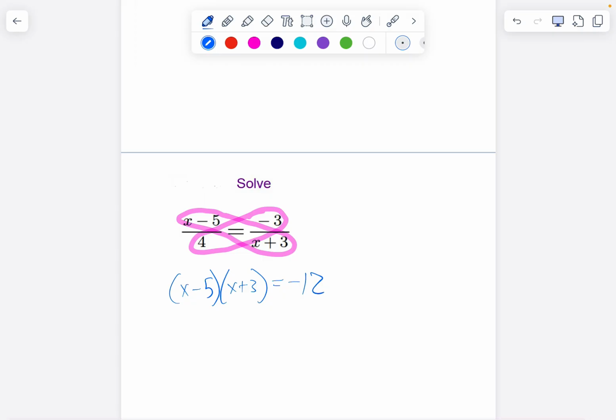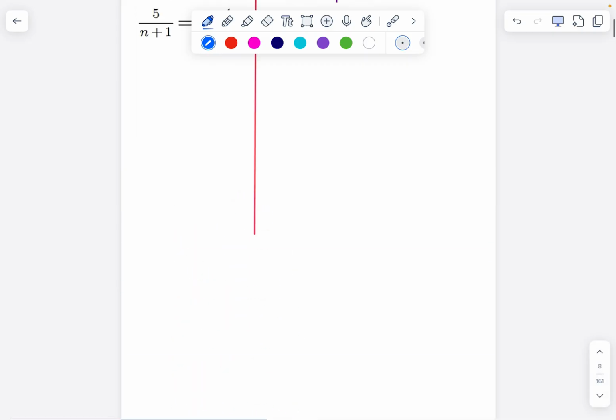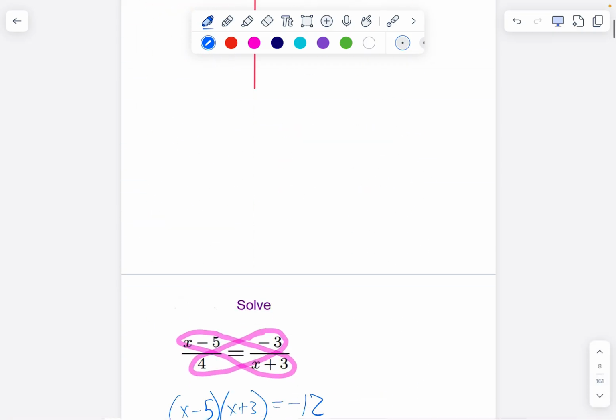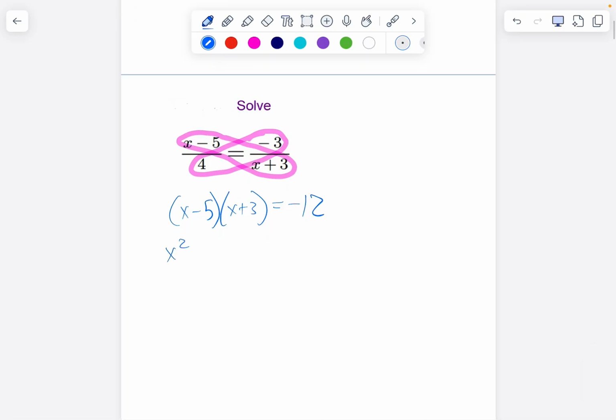Okay, so there's our cross product set equal. Does it matter which side you put each one on, do you think? Like, is it okay if I had reversed negative 12 and all the parentheses stuff? Yeah, which in this case is more obvious. Well, the one we did in our example wouldn't have made a difference either. Okay, distribute, don't forget to hit all the terms, meaning all things get multiplied. So we get x squared and then plus 3x minus 5x from the outer and the inner.